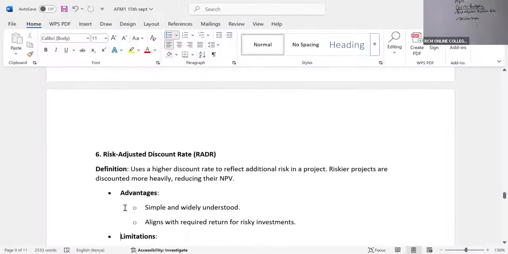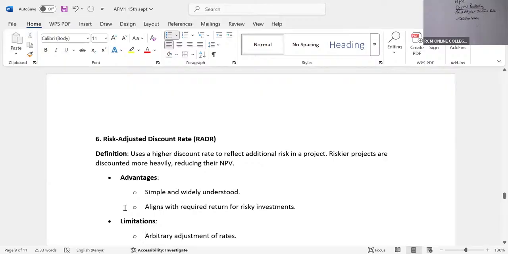All right. So we're looking at risk-adjusted discount rate. I don't know which number it is, but the concept is what matters most. So we talk of the risk-adjusted discount rate, RADR. It uses a higher discount rate to reflect additional risk in a project. Riskier projects are discounted more heavily, reducing their net present value. So riskier projects will have a higher cost of capital. The moment the cost of capital is very high, then automatically your net present value will really reduce.